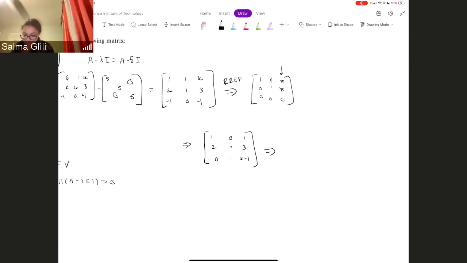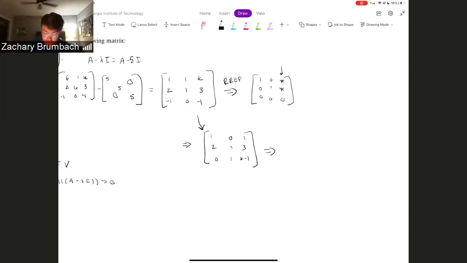Do you guys see the row reduction going from here to here? Is that clear? I know I'm not writing every single row operation as it happens, but I switched first and third, and I combined. I put the third one where the first one was, and then I added the first one to the last one.